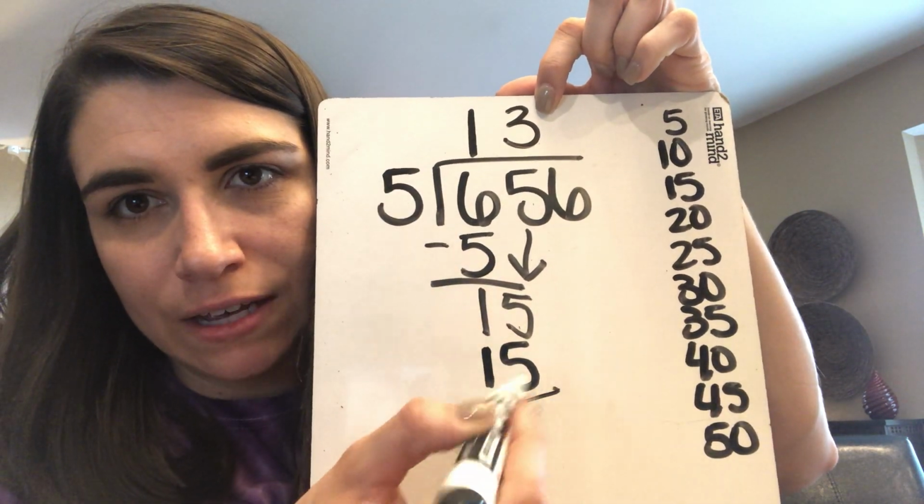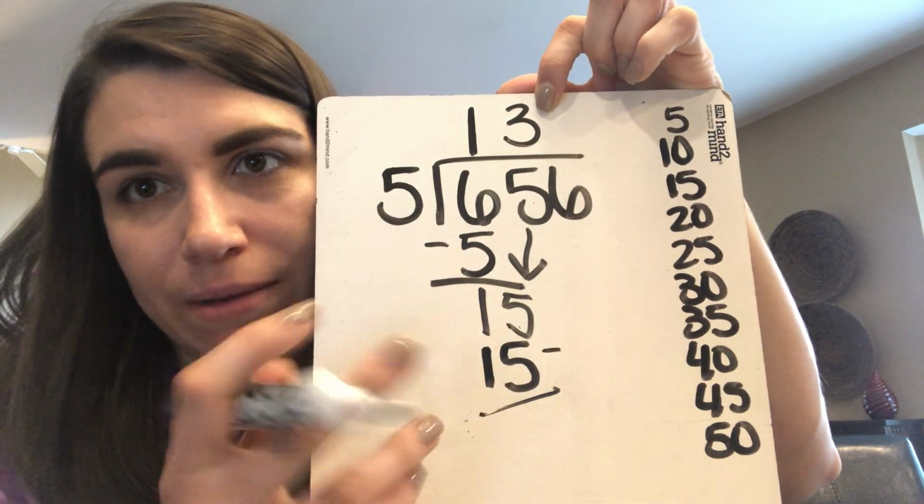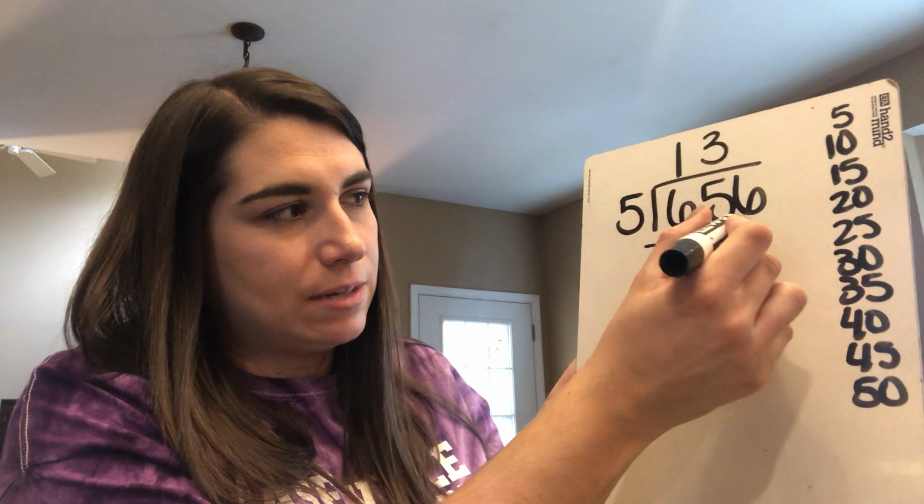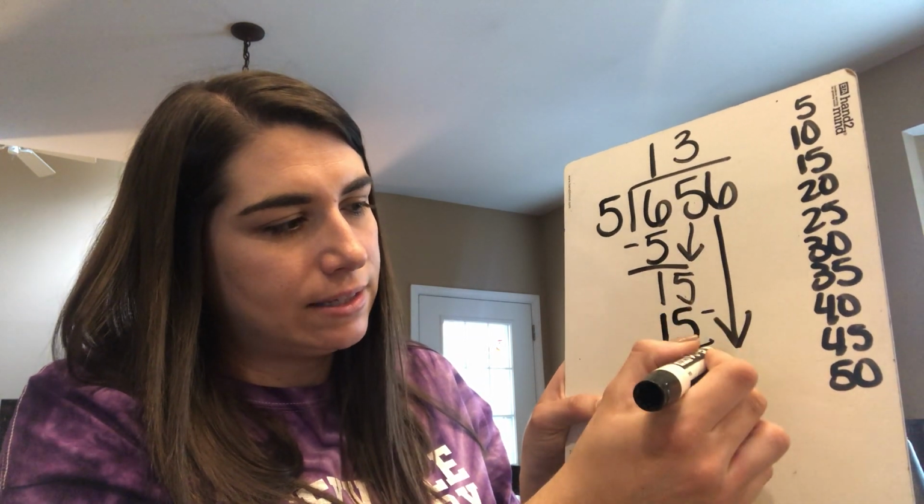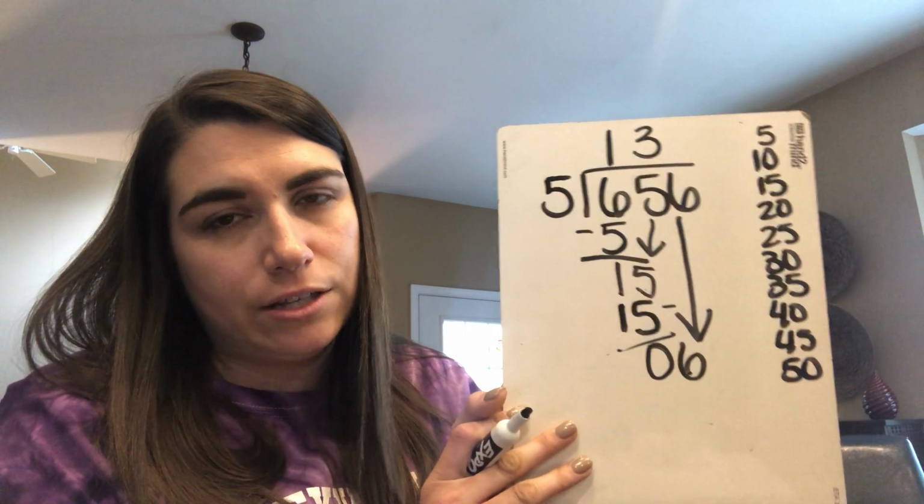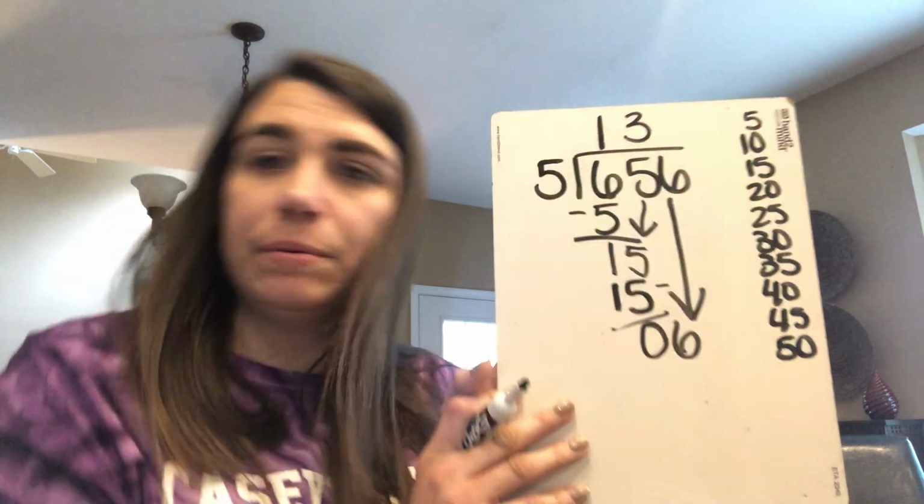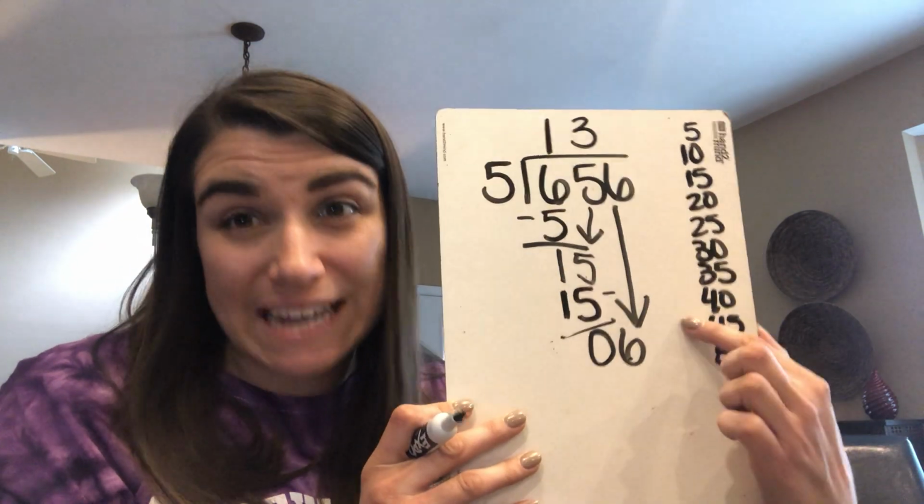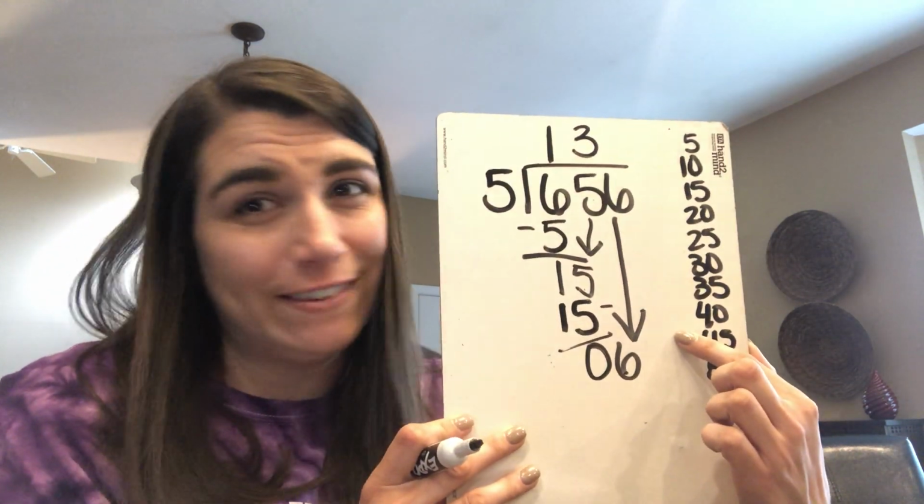I multiplied it by 5. I got 15. Now I can subtract. 15 minus 15 is 0. But then I have the 6 to bring down. So I'm going to bring down my 6, like so. And then now, rinse and repeat, because I brought something down, so I have to repeat. I can't just leave 6 out there.